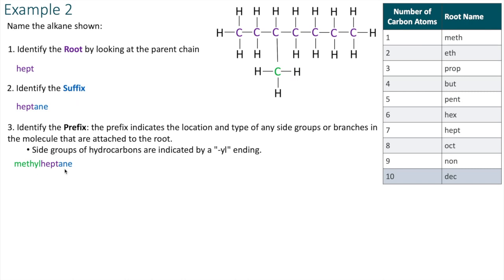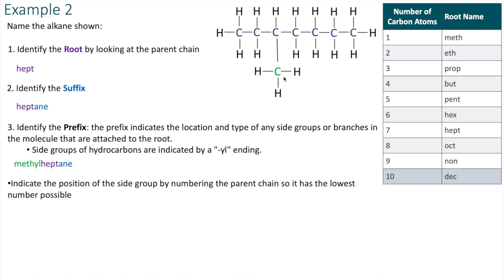What we need to do, though, is identify where that side chain is on the parent chain. So what we'll do is number our parent chain so that the side chain has the lowest number possible. So I'm going to start my numbering over here: 1, 2, 3, so that the side chain has that lowest number. It's attached to carbon number 3. So I'll write it down as 3-methylheptane.